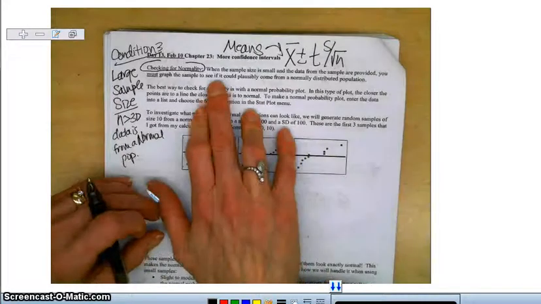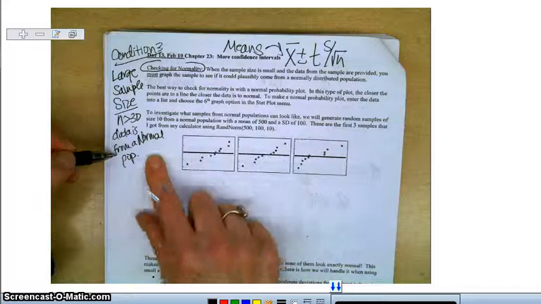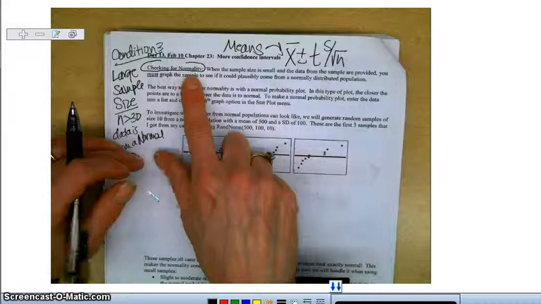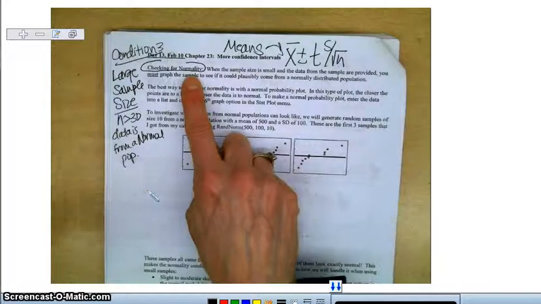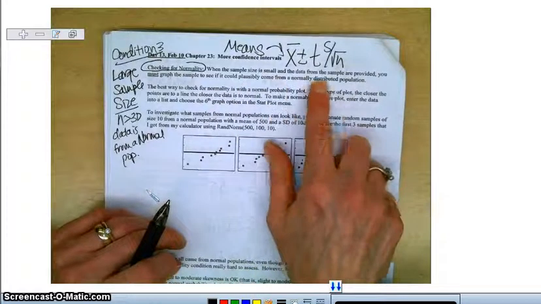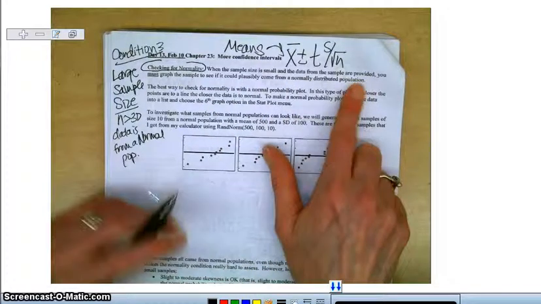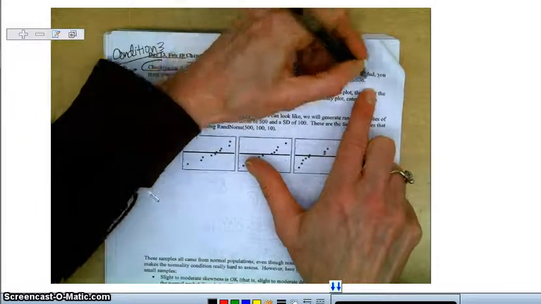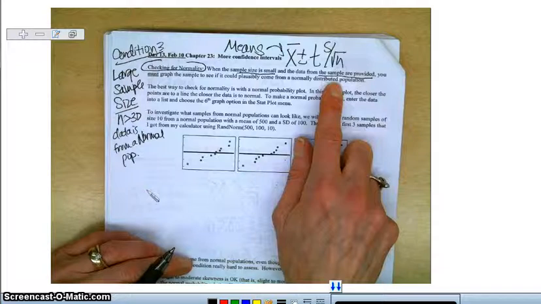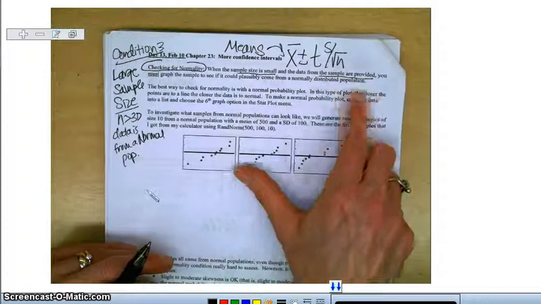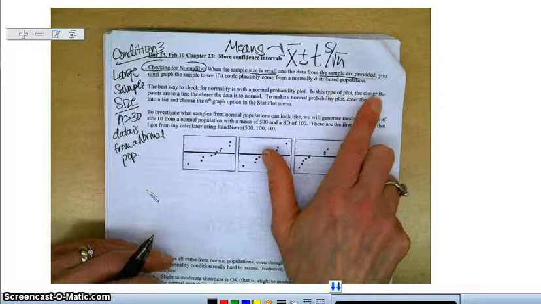So when are we going to have to do something different than just assuming it's normal if n is not greater than 30? When checking for normality, that's when you're talking about a normal population or not. When the sample size is small and the data from the sample are provided, you must graph the sample to see if it could plausibly come from a normally distributed population. The next thing we'll do is an example.